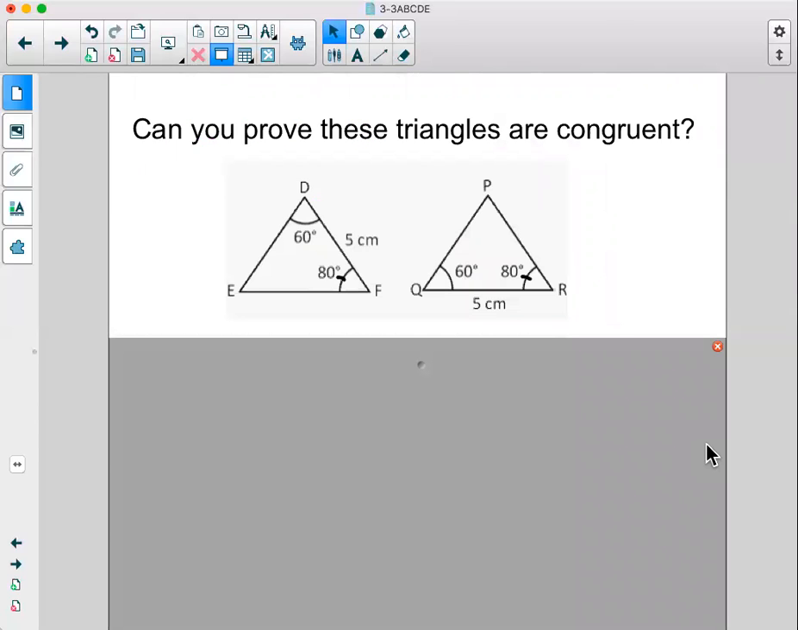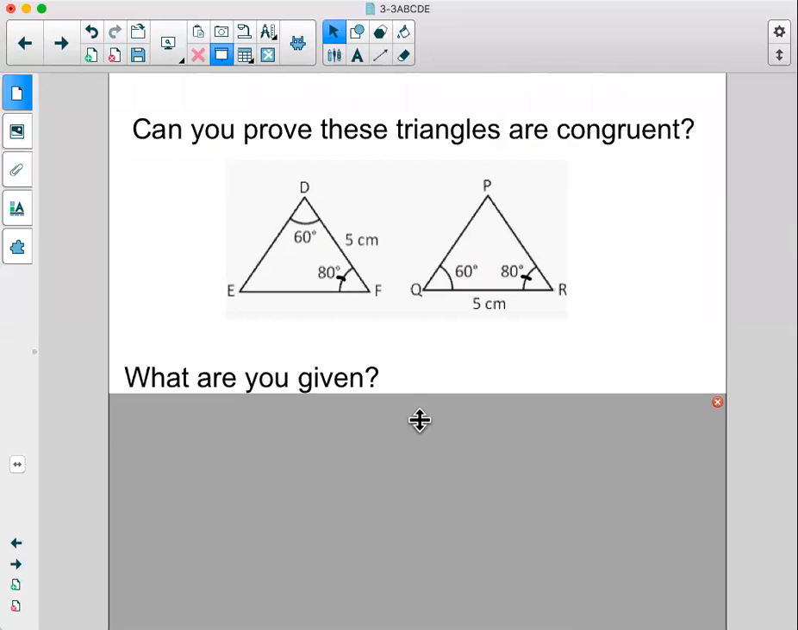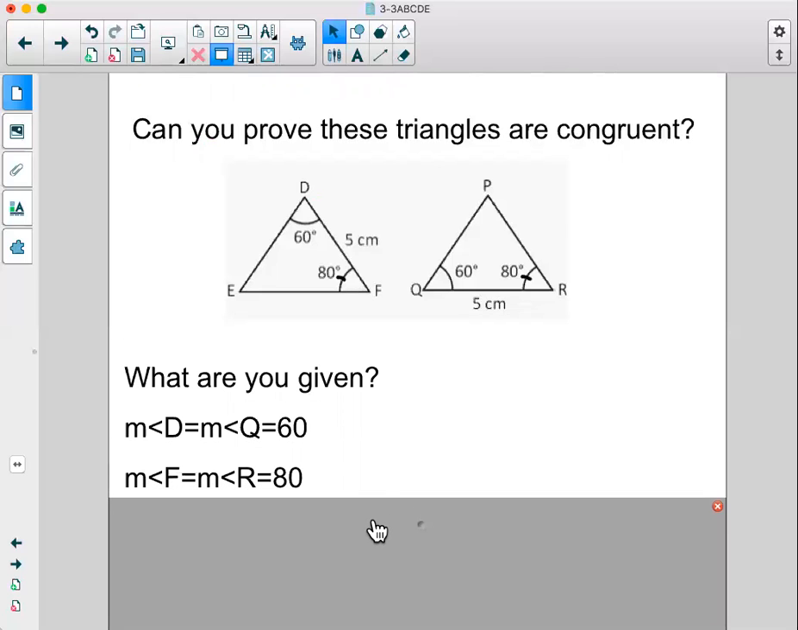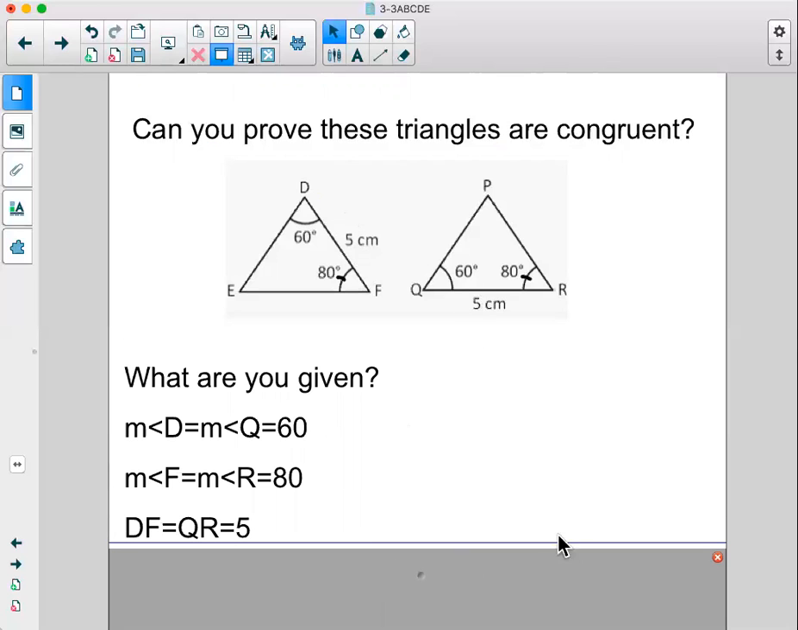So pause, practice on your own, and then press play for the solution. First, we have to ask ourselves, what are we given? Well, we're given measurements of the angles. We're given these two measurements of these two angles are 60, and we're given these two measurements of these two angles are 80. We're also given the measurements of those sides are the same.